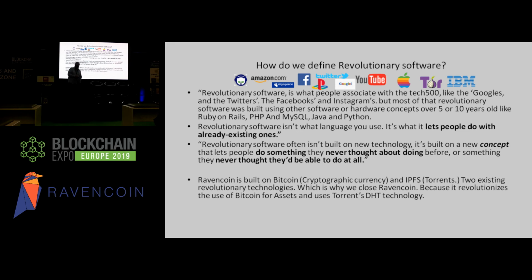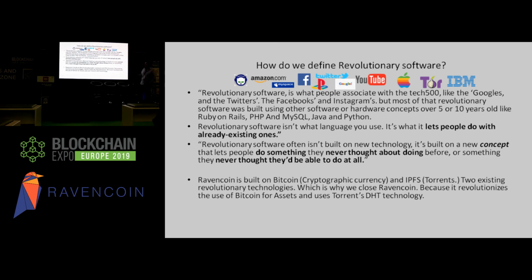But how do we actually define revolutionary software? What is revolutionary? And when can we expect the next revolution? Well, revolutionary software is what people associate with the Tech 500, right? All of those companies. But what they're actually using is old technology that's been around for 5 or 10 years. Like Python, MySQL, and Java, Ruby on Rails, like YouTube, and so on. So revolutionary software isn't really what language you use. It's what it lets people do with the already existing ones, right? So we can work out something from that. What does that really mean? It kind of means that revolutionary software isn't built on a new technology, it's built on a new concept that lets people do something they never thought about doing before. Just think about that. Or something that maybe they never thought about ever doing.